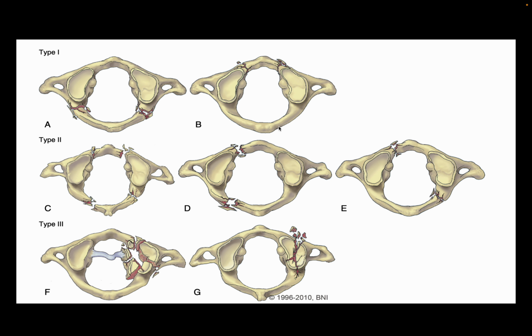Here's a good picture, right? So we look at the type 1s. So right here in panel A, we've got just the posterior arch involved. B, we just have the anterior arch involved. And we look down here at the type 2s. Right, anterior and posterior arch on the unilateral on the right side, and then kind of this cross right to left anterior posterior arch, and then type 3s. Here's the lateral mass, and you can see that's clearly involved here in F and G, and then there's an extension in G back to the posterior arch, and then in F there's an extension up here to the anterior arch.